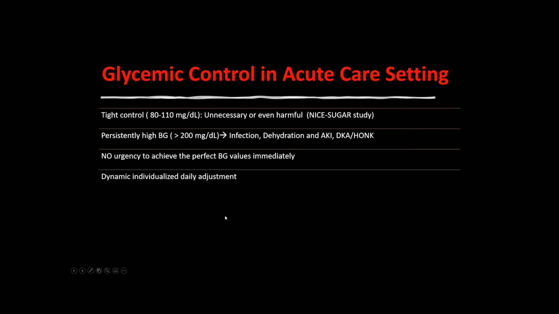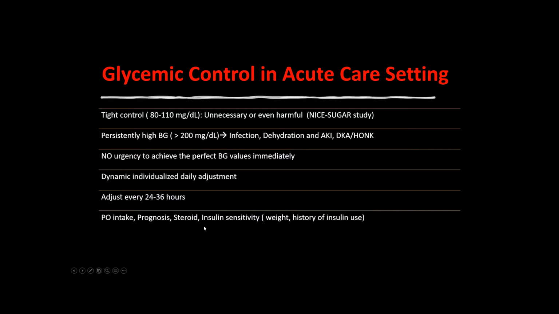It is dynamic, individualized daily adjustment. As long as you're adjusting, and the numbers are moving in the right direction, it is not that bad. You don't have to go from 300, 400 to 110 the next day, because there is a risk of causing hypoglycemia and overtreatment. It is also important to adjust every 24 to 36 hours, depending on the glycemic control, the patient's prognosis, and the patient's situation. And you also have to assess the patient's weight and history of insulin use to check the insulin sensitivity.